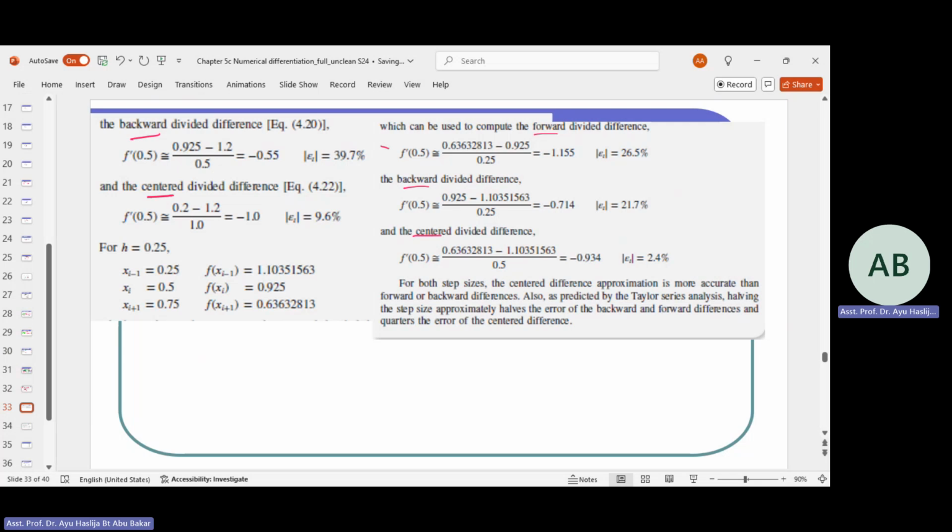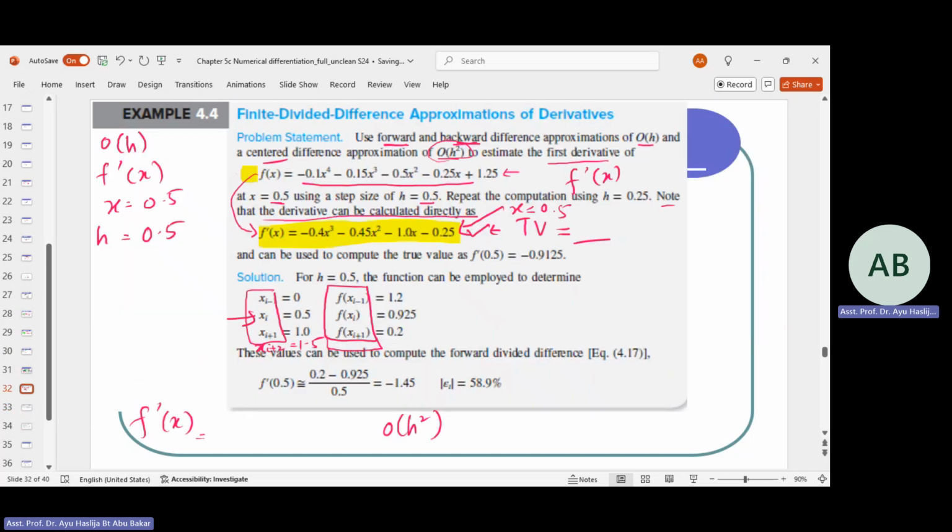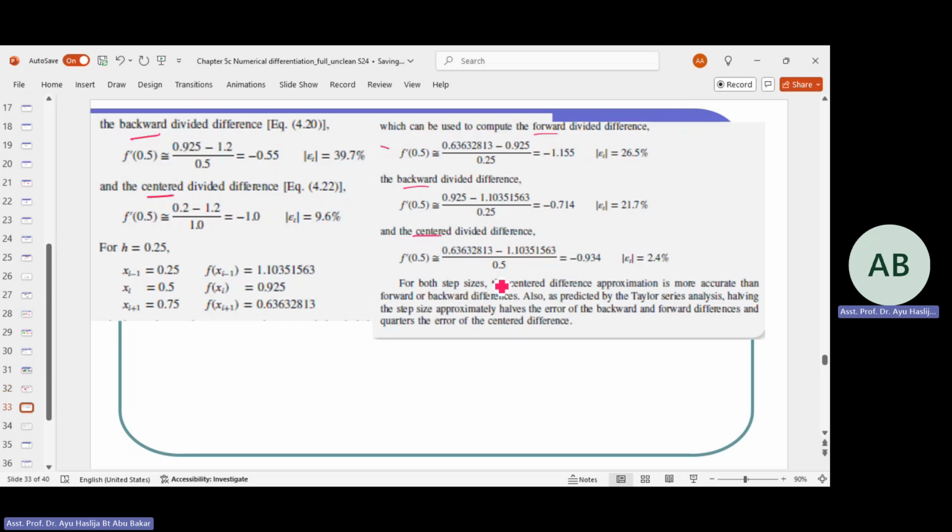Okay, and the question also asks you to find true error. Now, it doesn't mention to find true error, but here it shows you the true error. You can read the details in your textbook. That's why I always advise going through your textbook.